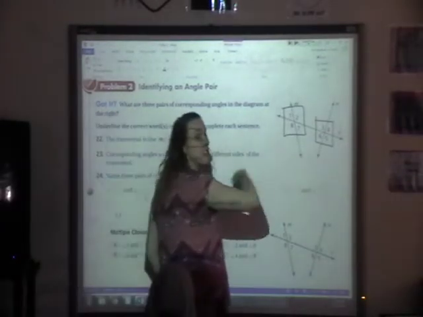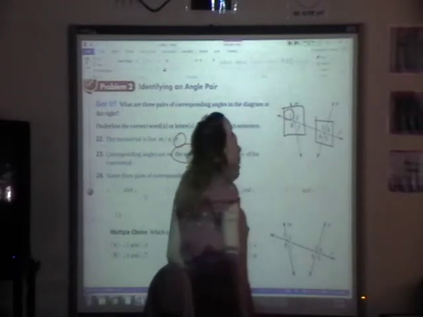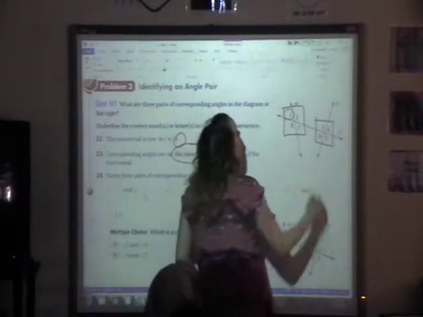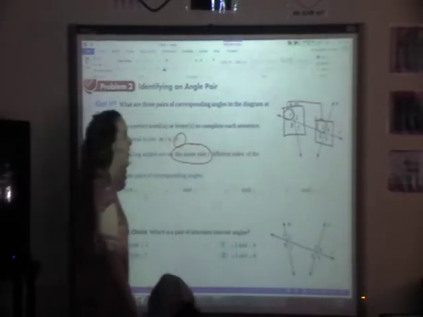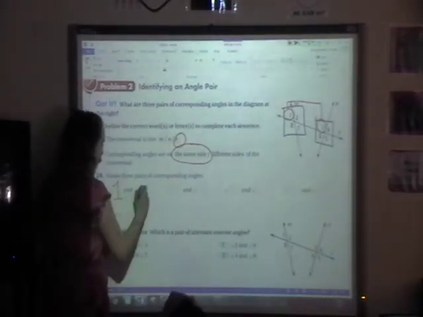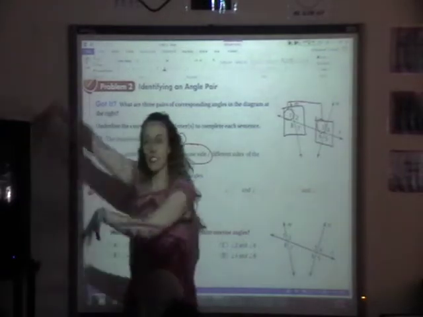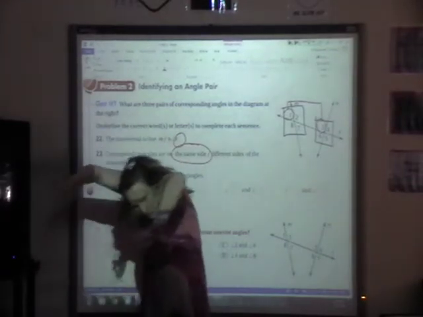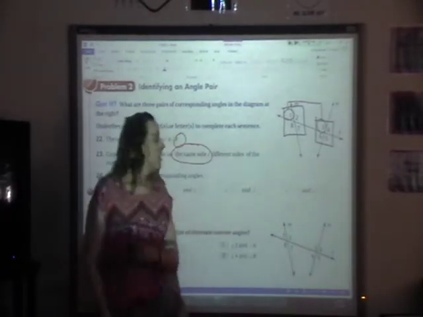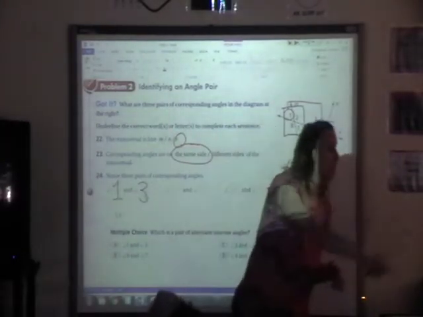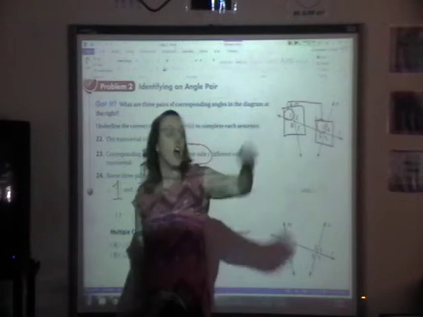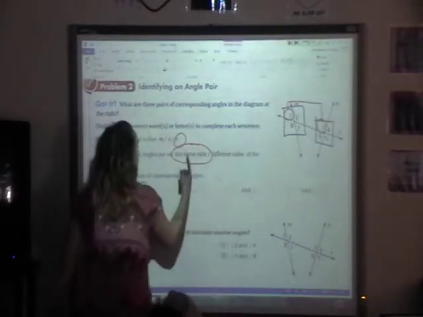So let's start with angle 1 and angle 5. Angle 1 maps to angle 3, I go to the other side. They are in the same position. Wait, so 1 and 5, would it be 1? 1 and 5 wouldn't be. That's called alternate exterior angles because they are outside and they are opposites. Corresponding are on the same side.